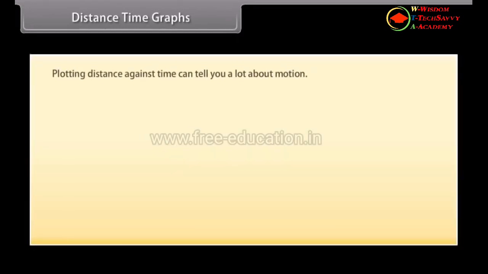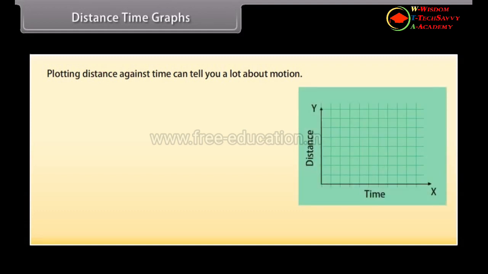Distance time graphs. Plotting distance against time can tell you a lot about motion. Let's look at the axes. Time is always plotted on the x-axis, bottom of the graph. The further to the right on the axis, the longer the time from the start. Distance is plotted on the y-axis, side of the graph. The higher the graph, the further from the start.